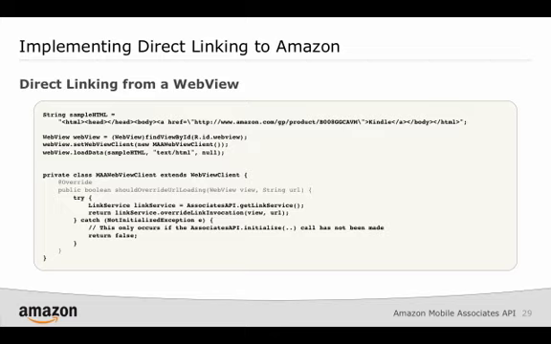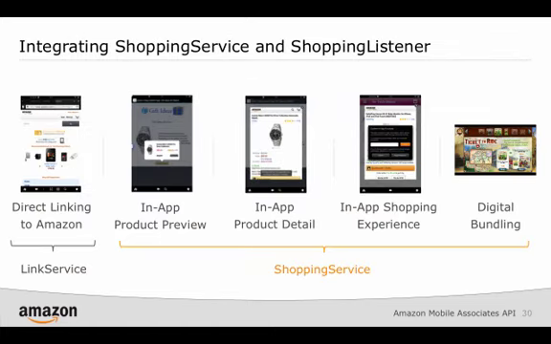The three options presented thus far allow you to direct customers to a mobile-optimized Amazon page from a standard Android view. If your app needs to direct customers to an Amazon page from a web view, you'll need to extend the WebView client class and override the shouldOverrideUrlLoading method to return the link service's override link invocation call. Adding this WebView client to your WebView will allow the link service to take care of appending your Amazon affiliates tag to all Amazon.com links originating from your WebView. So that's direct linking in a nutshell.